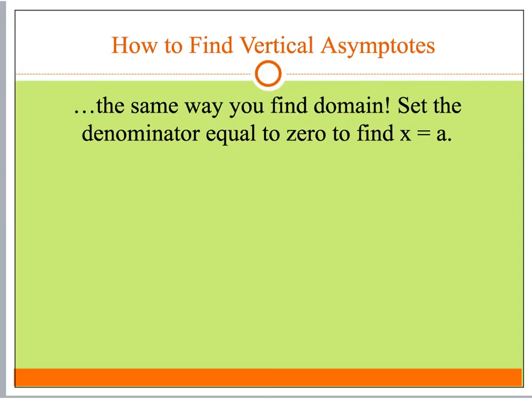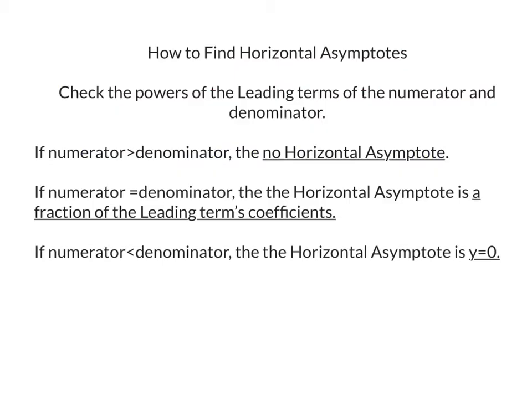So finding vertical asymptotes is the same way that you find domain. In other words, we just set the denominator equal to 0. So let's take a look at how to find vertical asymptotes. We're going to look at horizontal asymptotes next.